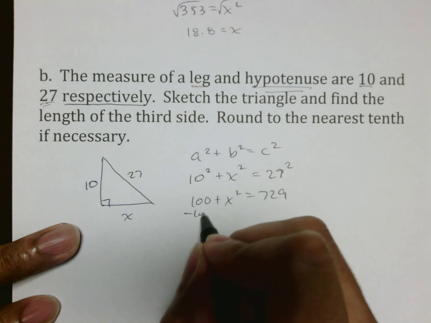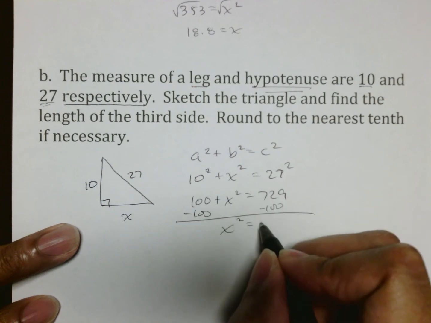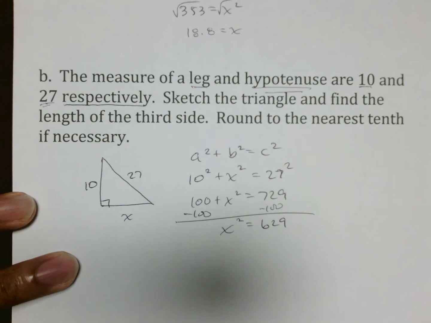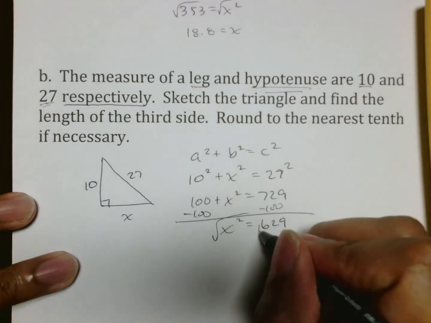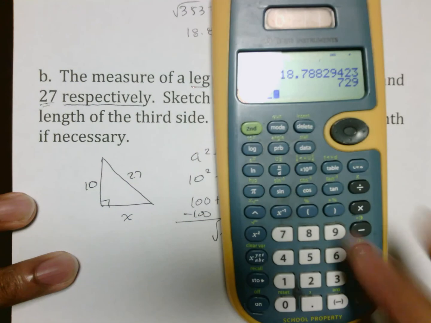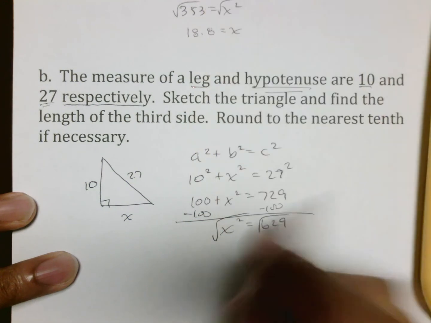You then subtract your 100 from both sides, again following one of the three things that we face in our algebra. And the last thing we do is square root both sides to get the answer of 25.1.